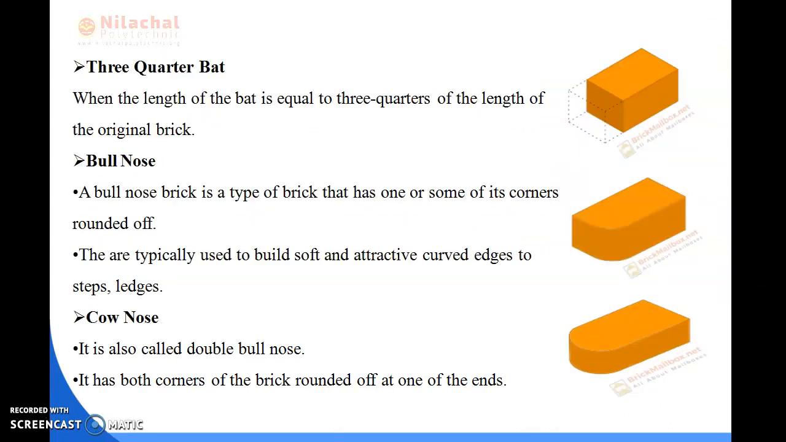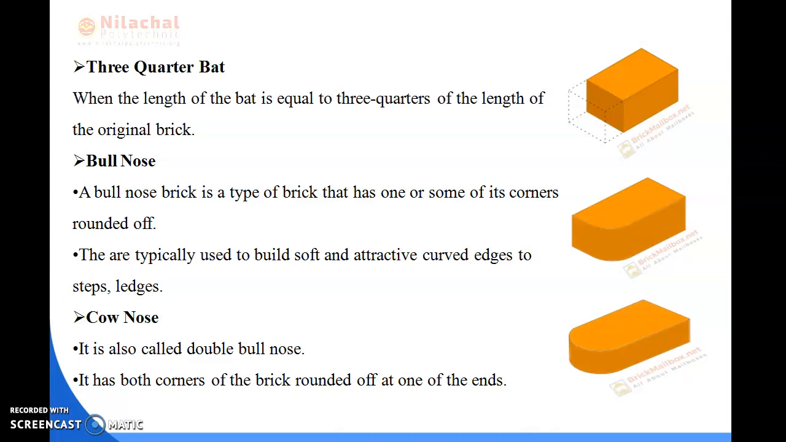So next, that is one 3/4 bat. What do you mean by 3/4 bat? When the length of the bat is equal to 3/4 of the length of the original brick, this is known as a 3/4 bat. You can see here the image of the 3/4 bat, and the length of the bat is equal to 3/4 of the length of the original brick. So we can say it as 3/4 bat.